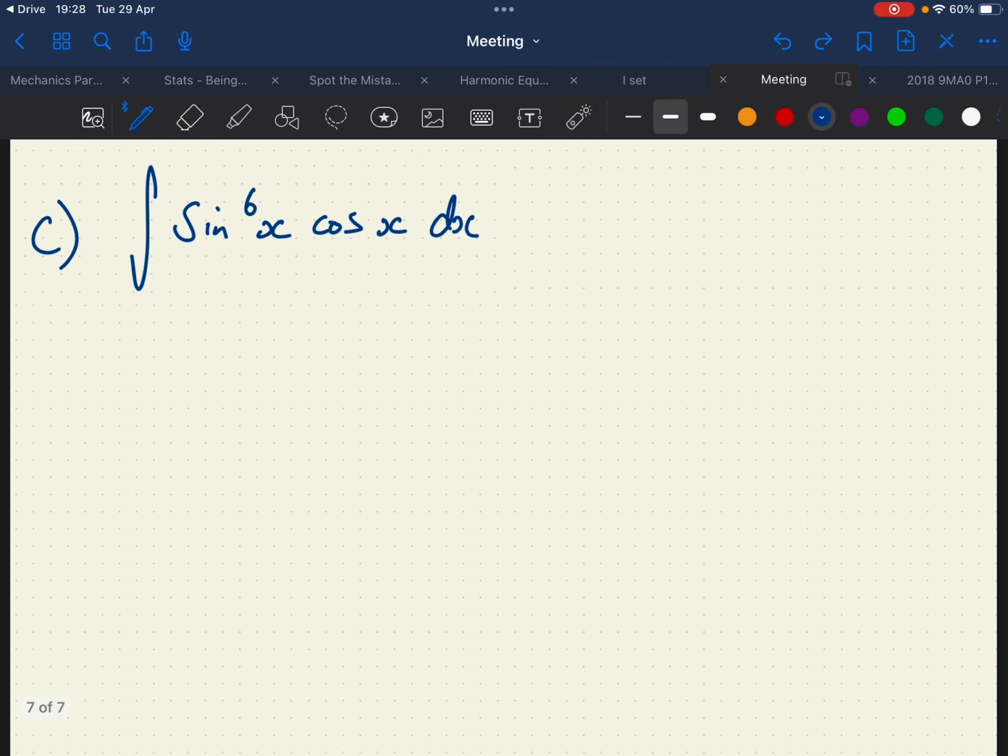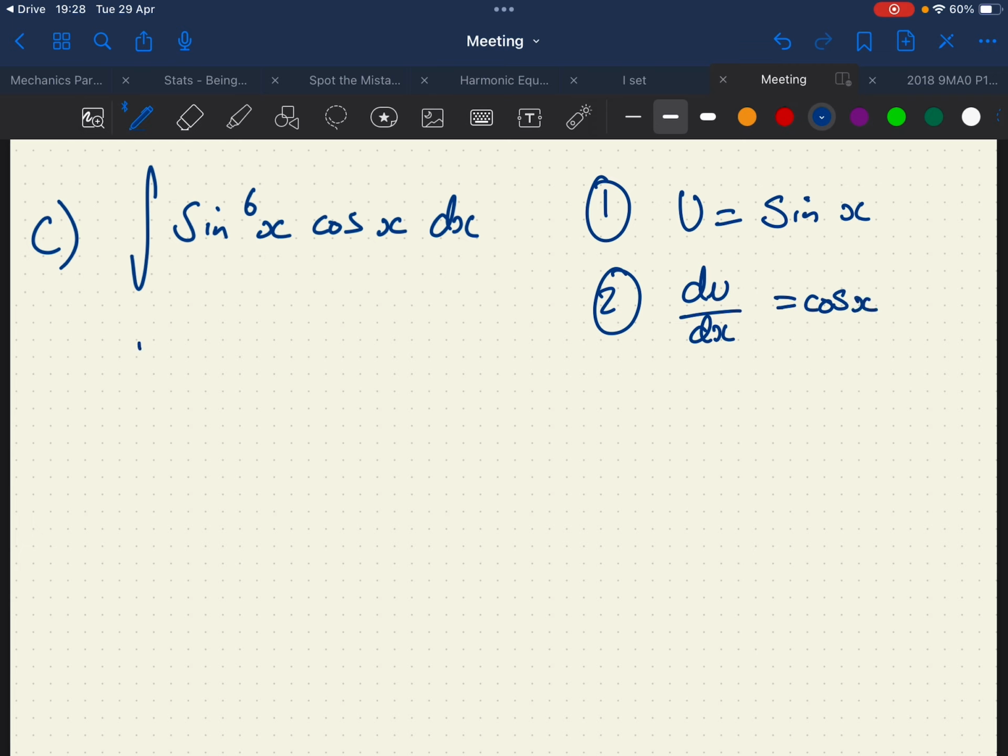One more time, let's have a go with it. So this one here, pause the video, think for yourself what would make sense for you. So here's what I would do. I would say u equals sine x, du dx equals cos x. If we begin substituting all of this in, we replace sine x, and we'll get u to the power of 6 cos x dx.